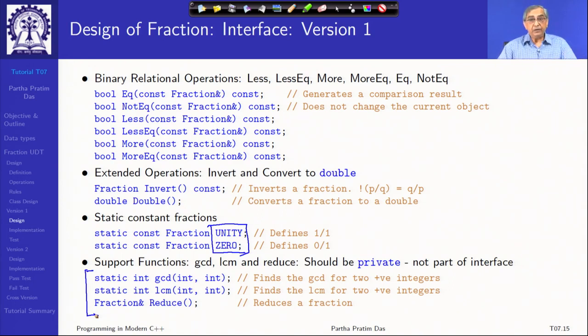These are not dependent on your fraction class. So, they are static members, and you have a reduce which does reduction on the current fraction object to bring it to the normalized reduced form. Remember that these members are not a part of your interface, that is, the user is not going to use this. So, you will typically have them as private, and you may not mention that in the interface, just as I have written it here.